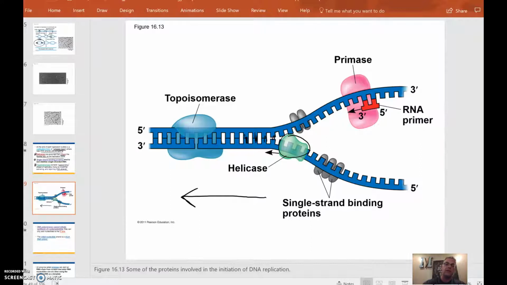Topoisomerase, you can visualize right here. It's making these little cuts and breaks in that molecule to prevent the over-tightening. And like I said, the topoisomerase just works a little bit ahead of where the helicase is at.